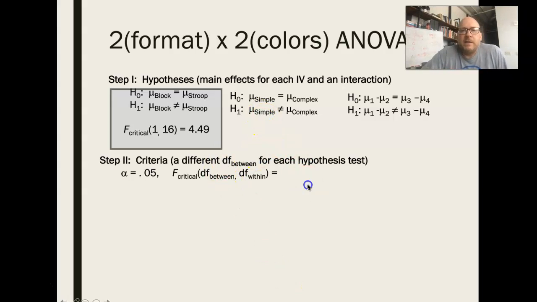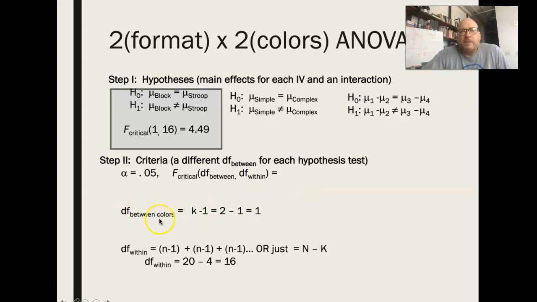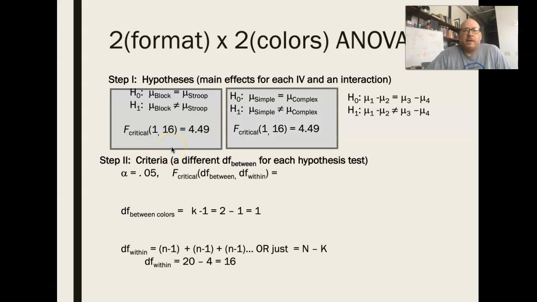This test, degrees of freedom between is K minus 1. This time we're talking about between colors. Well, there's only simple or complex, so it's 2 again. That gives us a 1. Degrees of freedom within, it's going to be the same every time. So it's 1 comma 16. Notice that's the same as we had before, so I don't have to go back to the table for that. Just copy it right there.